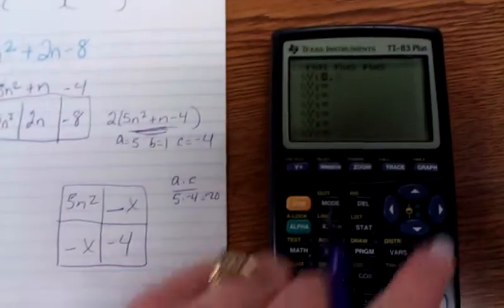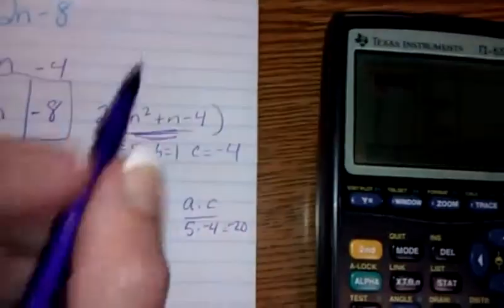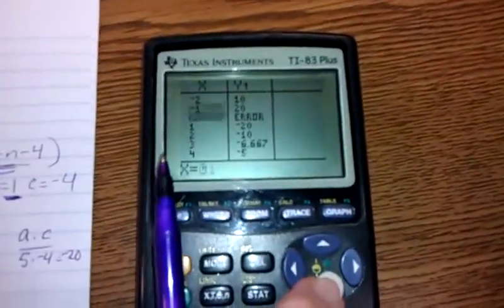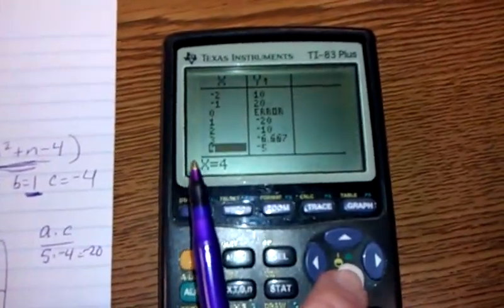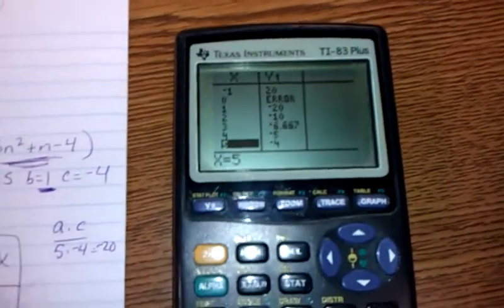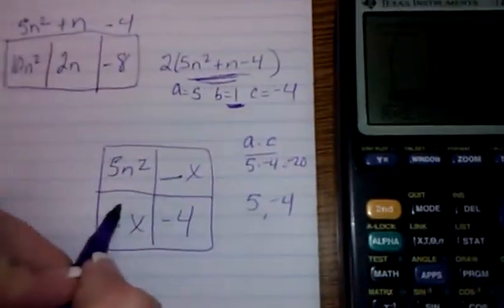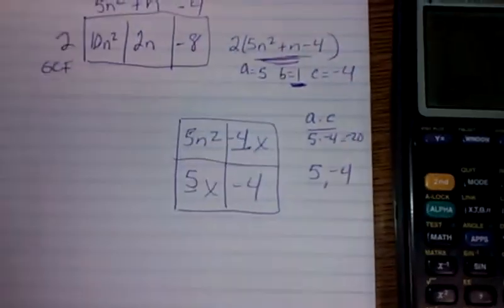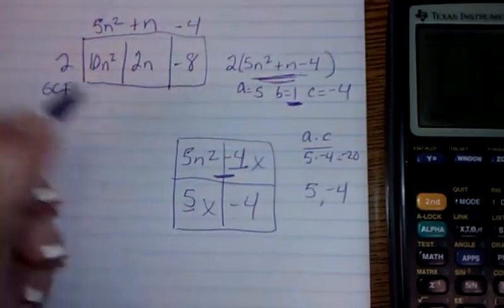If I don't know the factors of negative 20, I can go in my calculator and put in negative 20 divided by x, second graph. I'm going to look for the factors that add up together to give me 1. So if I look here, that gives me negative 8, negative 1. There's positive 1 right there, so I need 5 and negative 4. So I'm going to put over here 5x and negative 4x. It doesn't matter which place you put these, but now I need to find the GCF of these two split up.